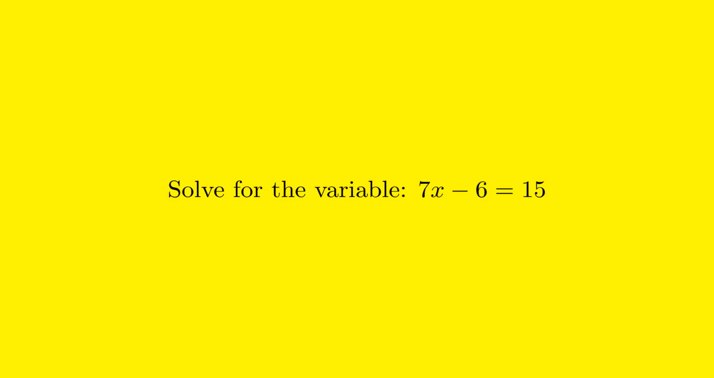Welcome to our instructional video on how to solve for the variable in the equation 7 times x minus 6 equals 15. In this video, we will walk you through step by step on how to isolate the variable x and find its value. So let's get started with solving this equation together.